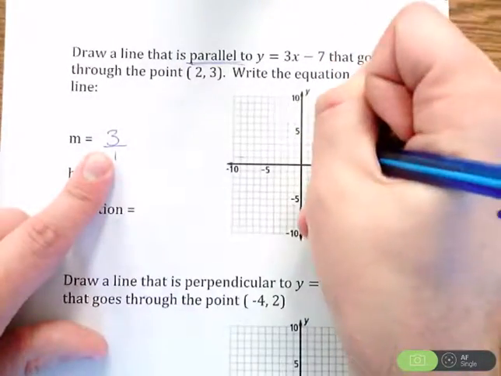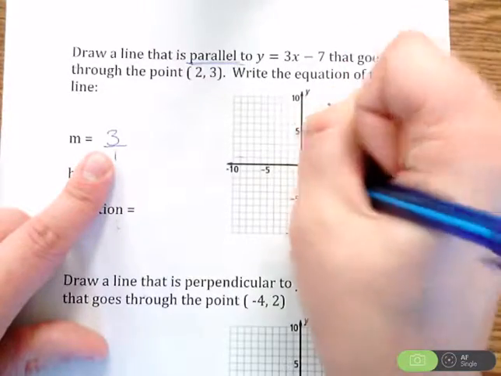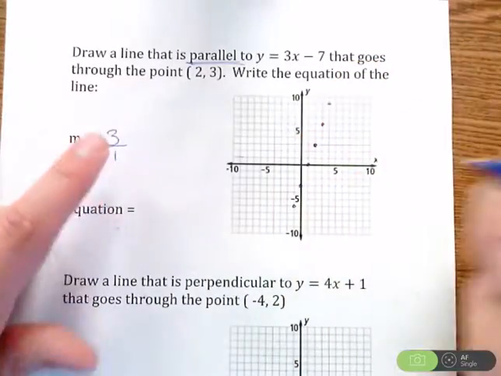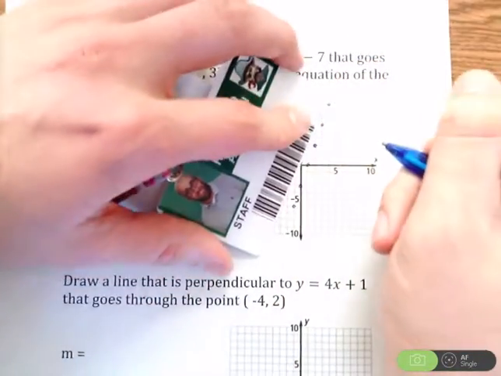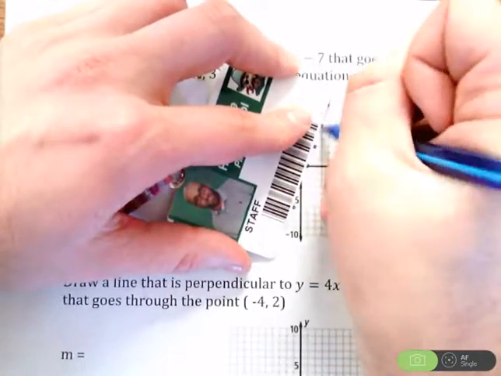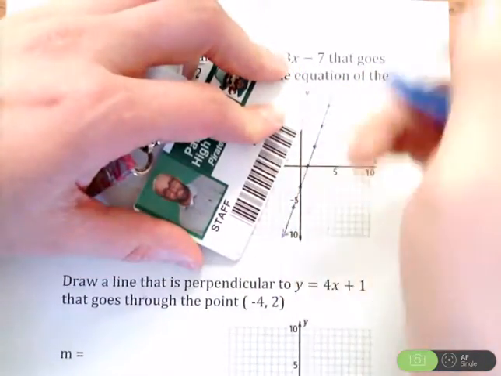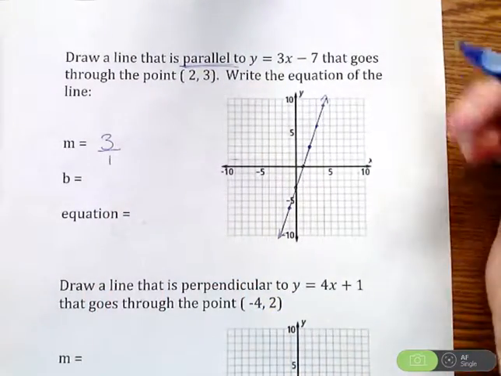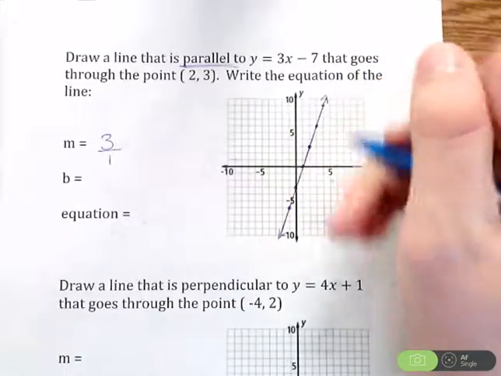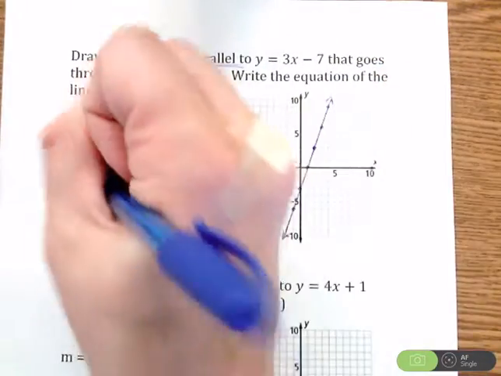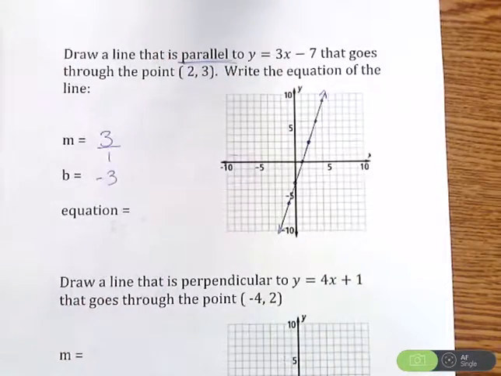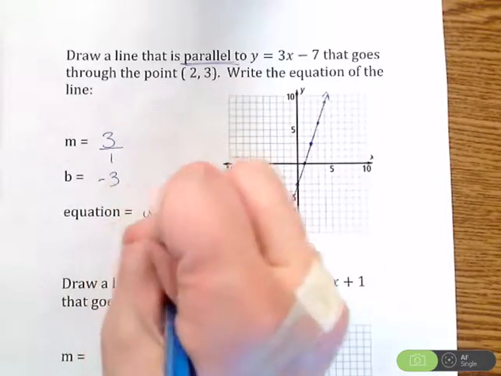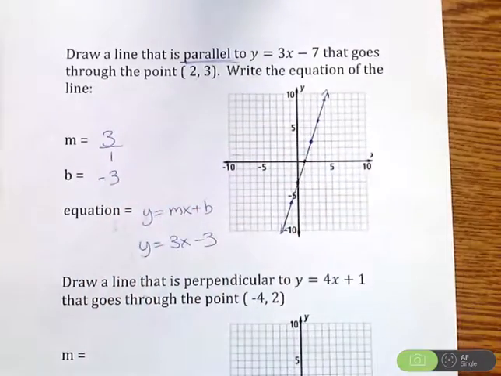And I could go the opposite direction, down 3 to the left 1, down 3, left 1, down 3, left 1. And that's enough points. Take my ID, line them up, and I have my new line. All that we need to do is figure out b, which is my y-intercept, and then I can come up with an equation. So I am crossing the y-axis at negative 1, 2, 3, negative 3. So I'm going to write my equation. I'm going to write it of the form y equals mx plus b. So y equals 3x minus 3.